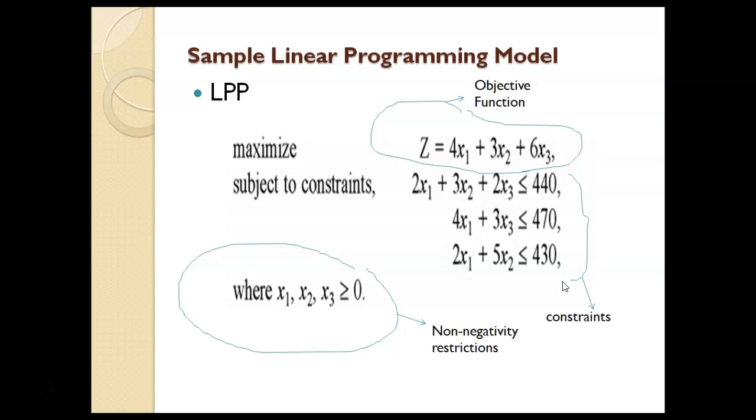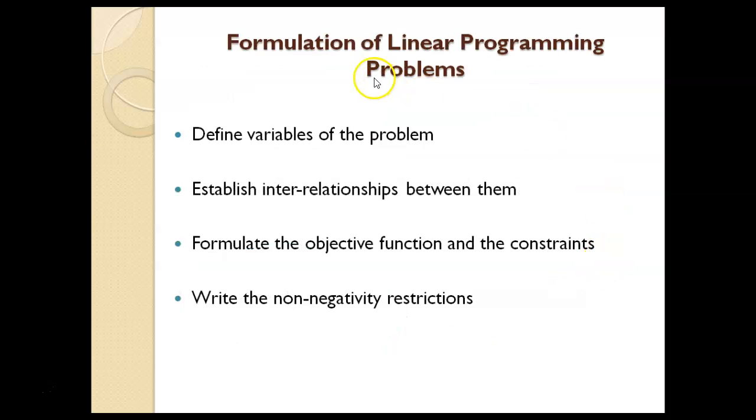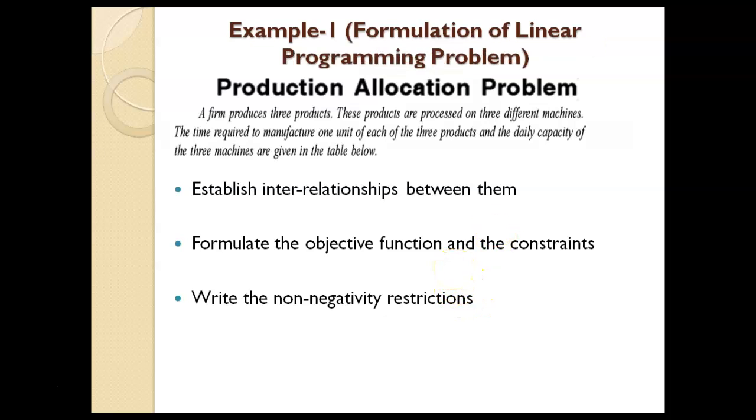additivity, etc. Okay. So coming to next, that is formulation of linear programming problems. Now we will know how to formulate linear programming problems. Okay. The first step here is just define the variables of the problem. Establish interrelationships between these variables. Formulate the objective function and the constraints. And after that, write the non-negativity restrictions also. So this helps us to develop a linear programming model.